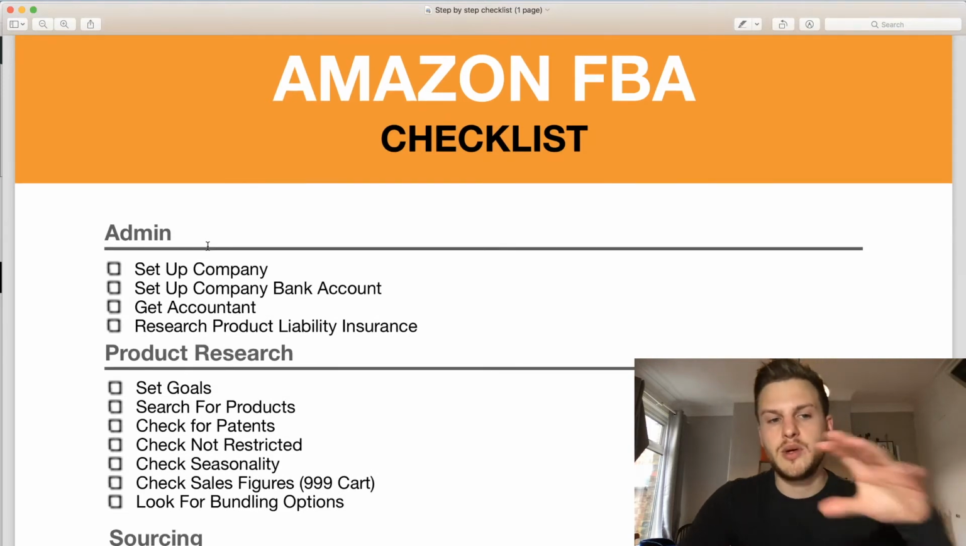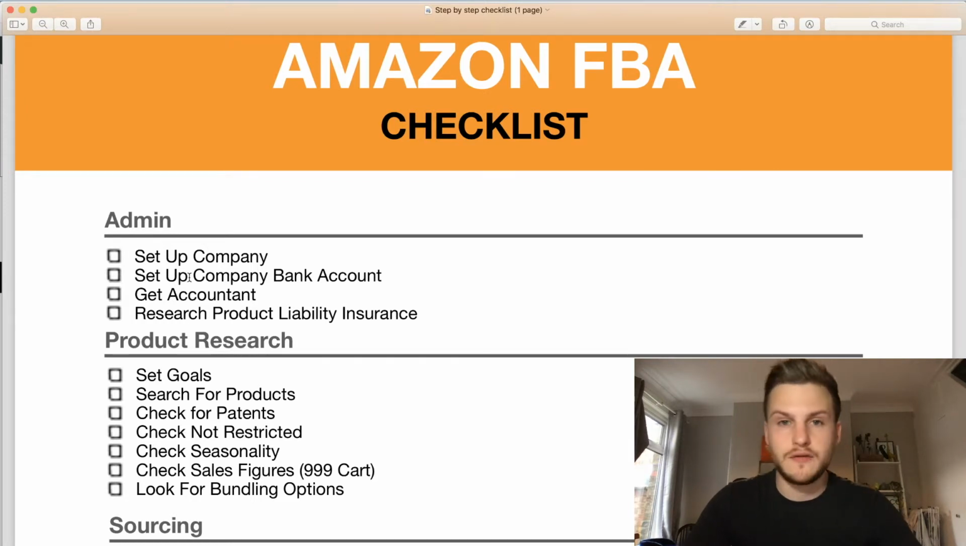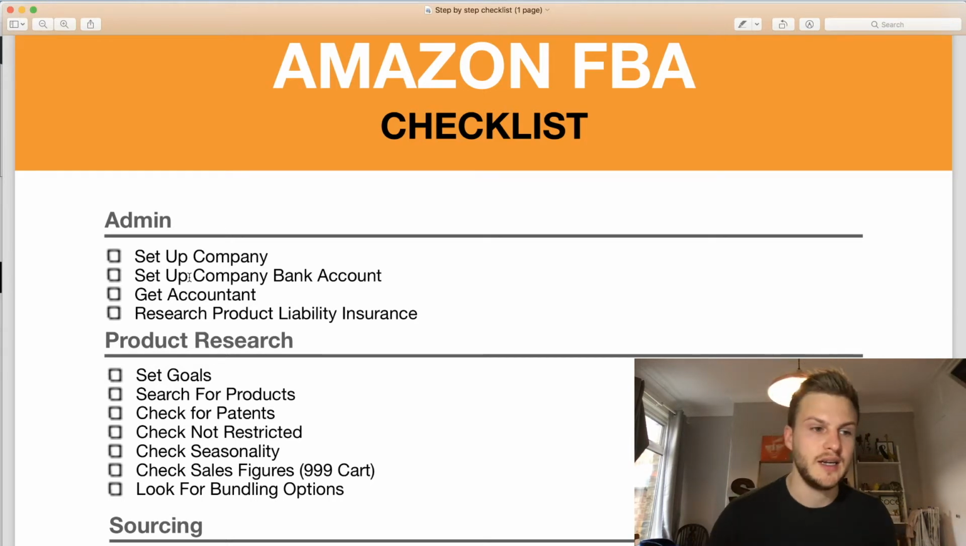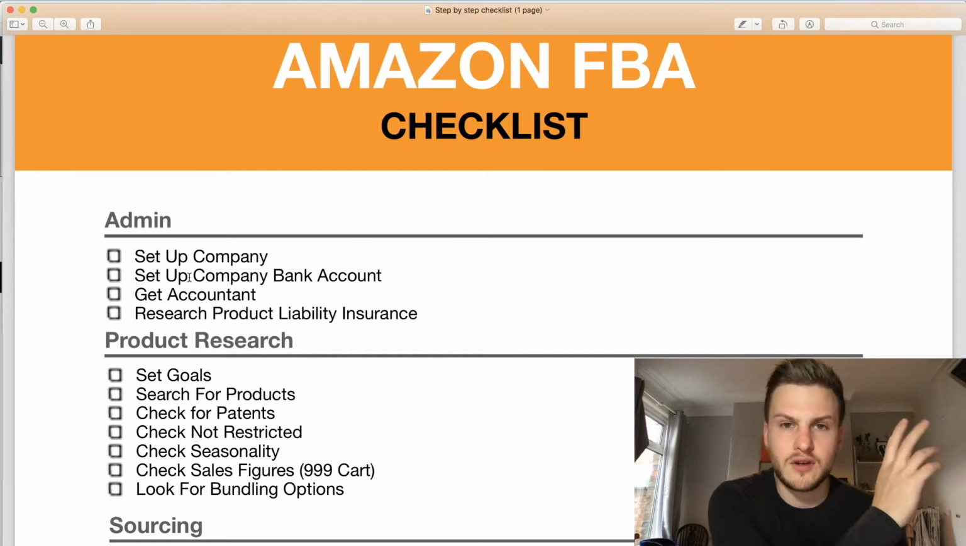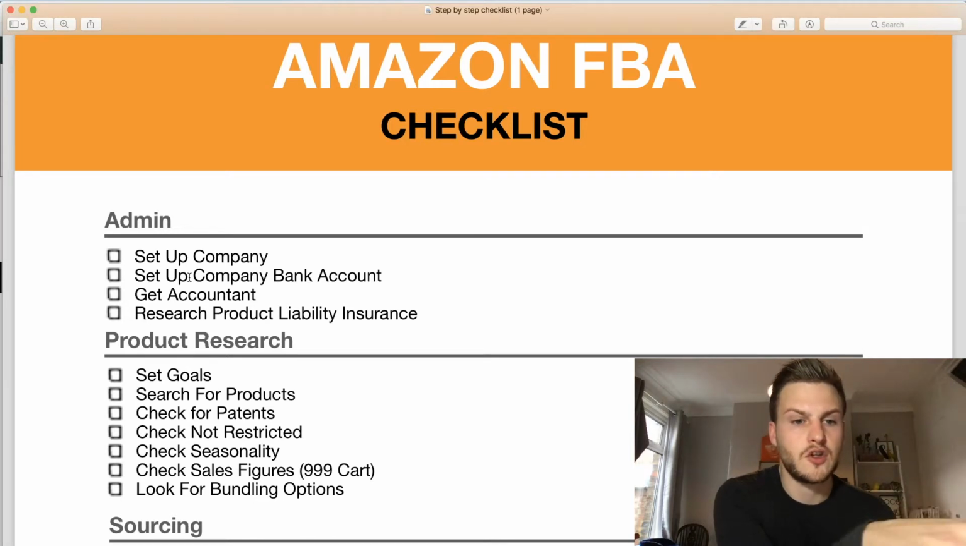So the first thing I've put into this is admin. For example, setting up a company and setting up a company bank account, they are not required for you to do. They're not a legal requirement. However, I personally do recommend setting up a company just for the fact that there's a whole bunch of stuff you can do with tax and expenses that you can't do as a sole trader. Have a look at my other video where I spoke about the 7 advantages of having a limited company. That ties into this section here.